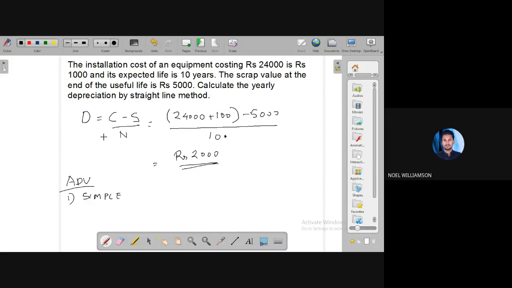And here the assumption made is that the decline in value, which we have already seen, will be proportional to age, that is, the reduction in value is proportional to age.